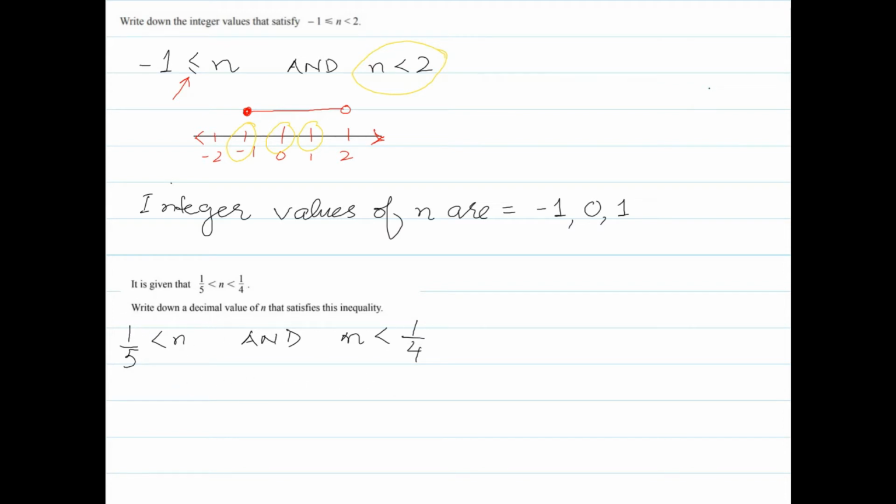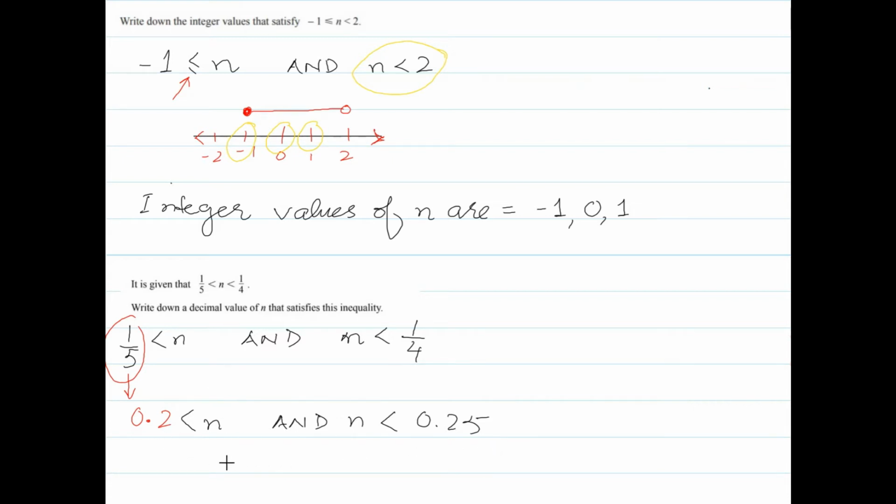If you convert the first number into decimal form, 1/5 is 0.2. So your n must be more than 0.2, and your n must be less than 1/4, which is 0.25. So if you look at the range, n should be more than 0.2 but less than 0.25. In this question you are asked to write any decimal value from this range, so you can write any decimal number between 0.2 and 0.25.